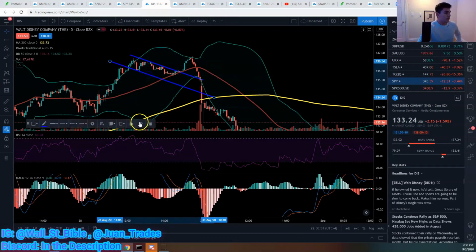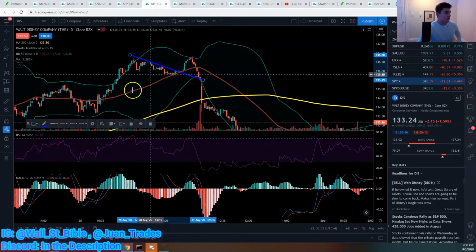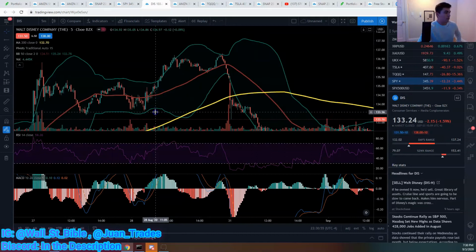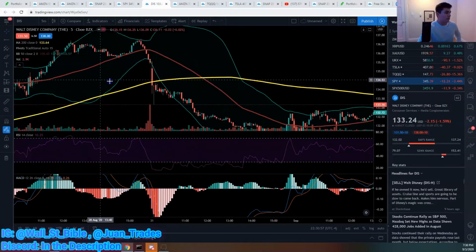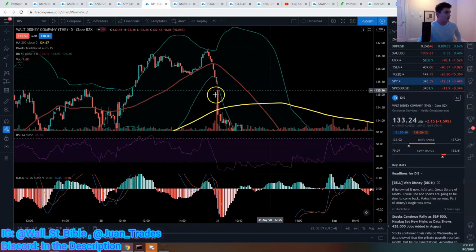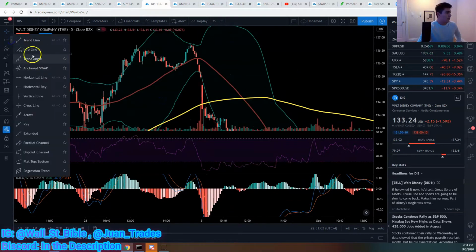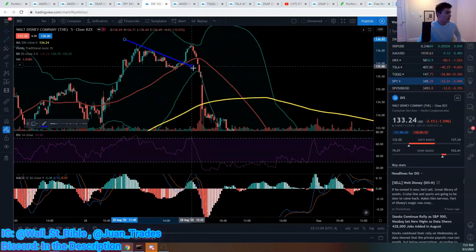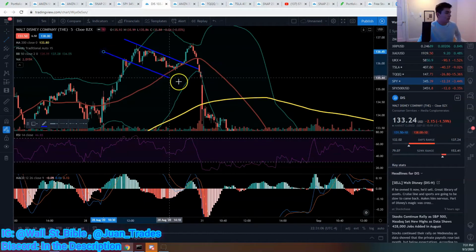So let me erase these so I can just rewrite them for you guys. First things first, identify the pull. Second thing, identify the flag. And on the flag, I want you guys to graph all the previous highs and all the previous lows.